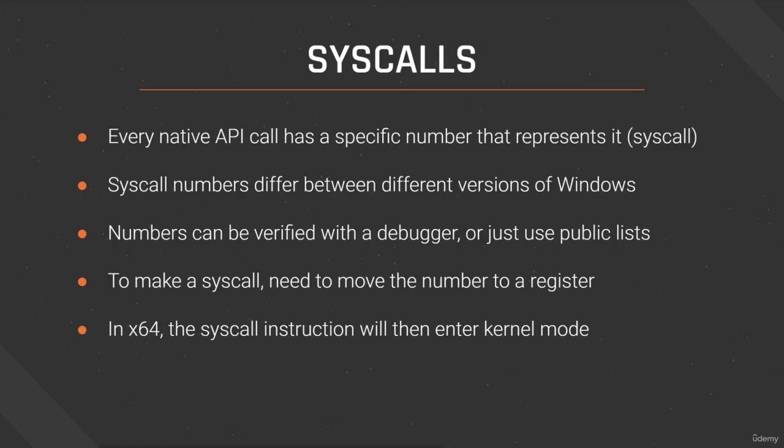So every native API call has a specific number that represents it, also known as a system call or a syscall. And these syscall numbers differ between different versions of the Windows operating system. And these syscall numbers can be verified directly with a debugger, or you can rely on public research and lists. To make a syscall, you need to move the correct number into a register, and then in x64, the syscall instruction will then enter into kernel mode.